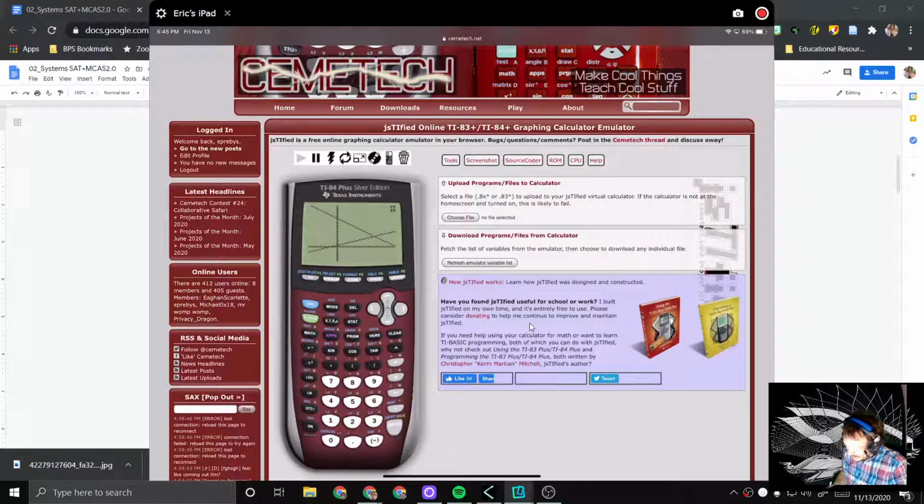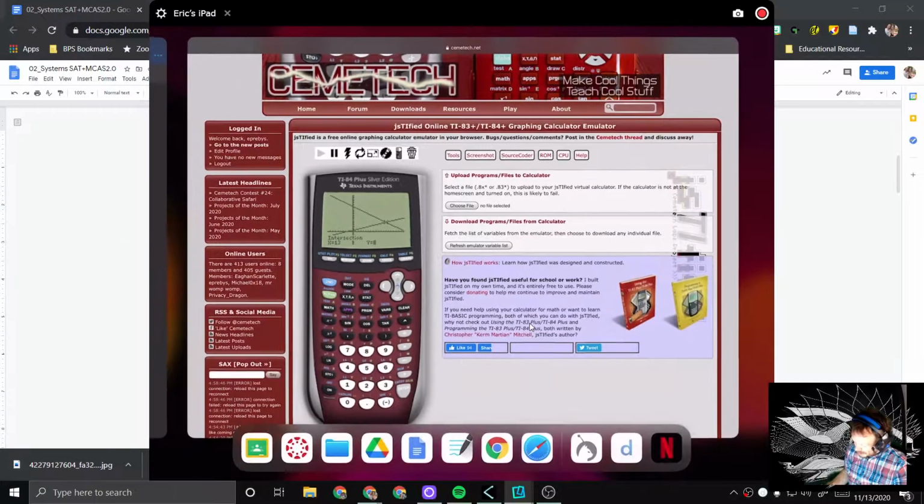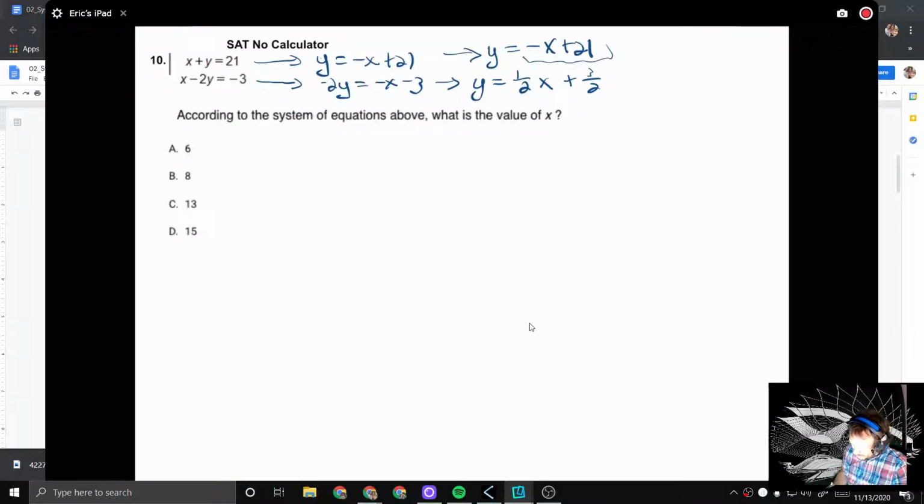So I hit the second key and I go to calc. I find my intersect, option 5. I tell it the first curve is the one going down. I hit enter for the first curve. I tell it the second curve is the one going up. I hit enter for the second curve. It asks me to guess. I take my cursor, get it as close to the intersection point as possible, and I hit enter a third time. Intersection is 13, 8. Just solve the system. Kind of a fun way to do it.